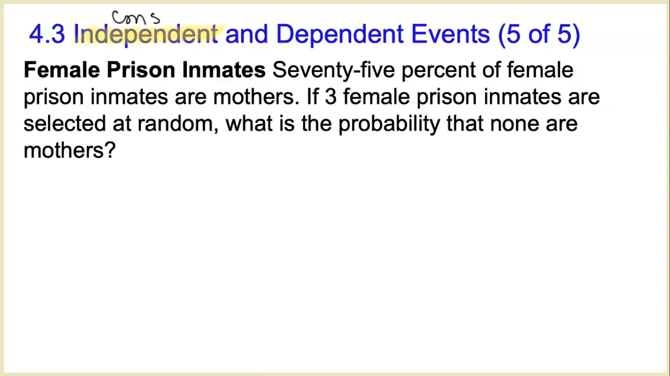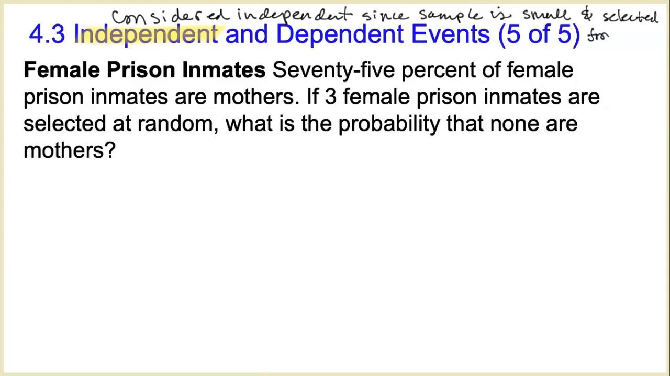Even though they're not being replaced, we can consider this to be independent because our sample size is so small and it's coming from a large population. So in this case, when the sample size is small and the sample's coming from a large population, we can consider an independent relationship. The difference for each person selected is so minimal when the sample size is so small that it really doesn't matter. So we can actually use the probability for an independent example here when we look at setting it up.